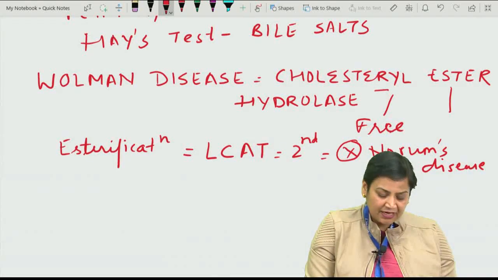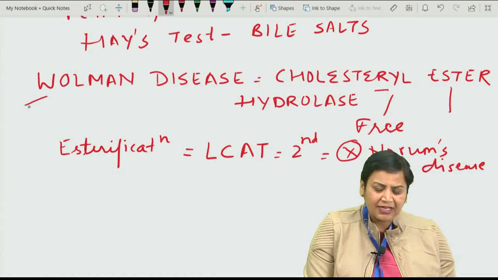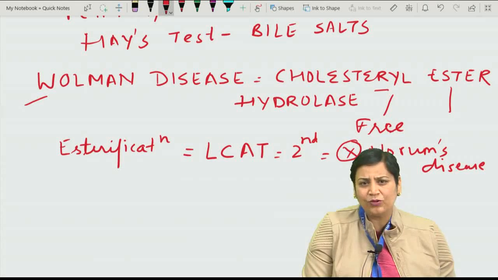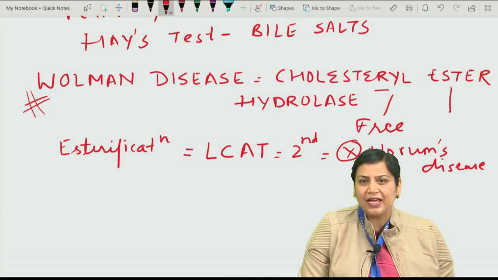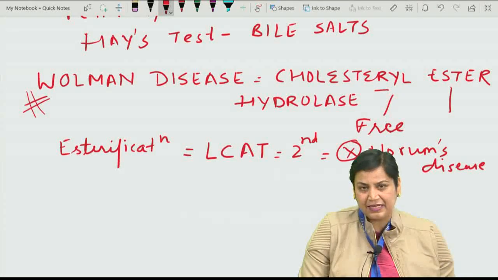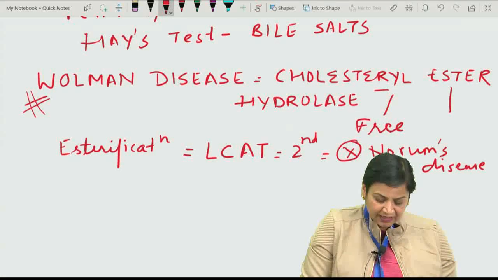Now here the question is, there is simple calcification of the adrenal glands. There is accumulation of fatty acid crystals around the adrenal gland. This is mainly due to the absence of this cholesterol ester hydrolase. Other options are sphingolipids.